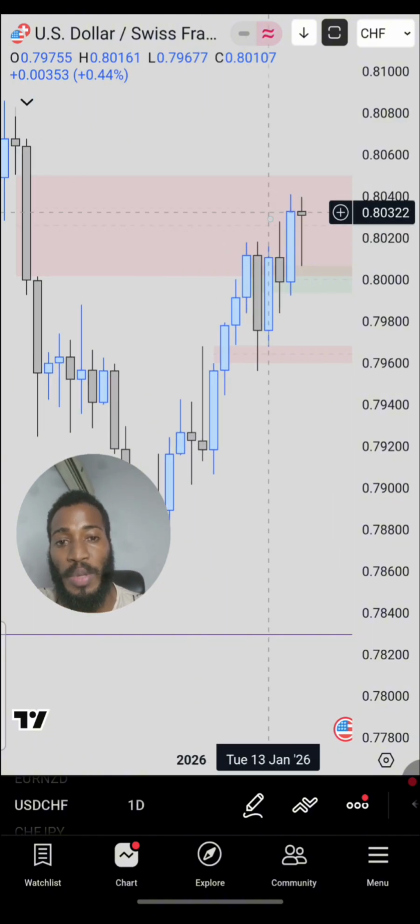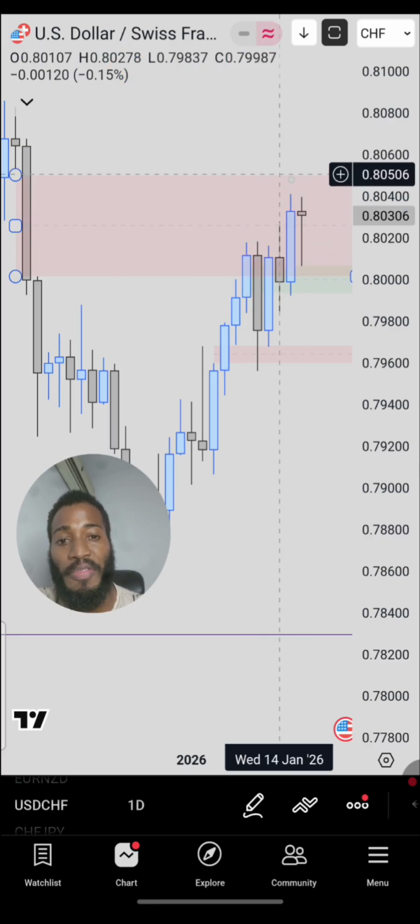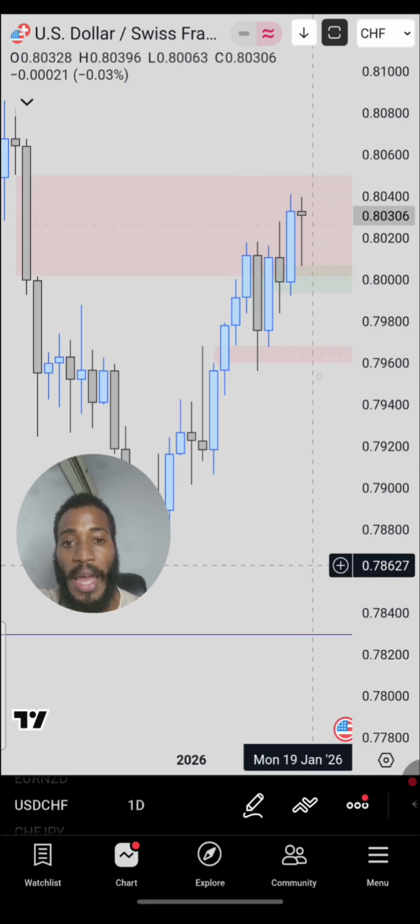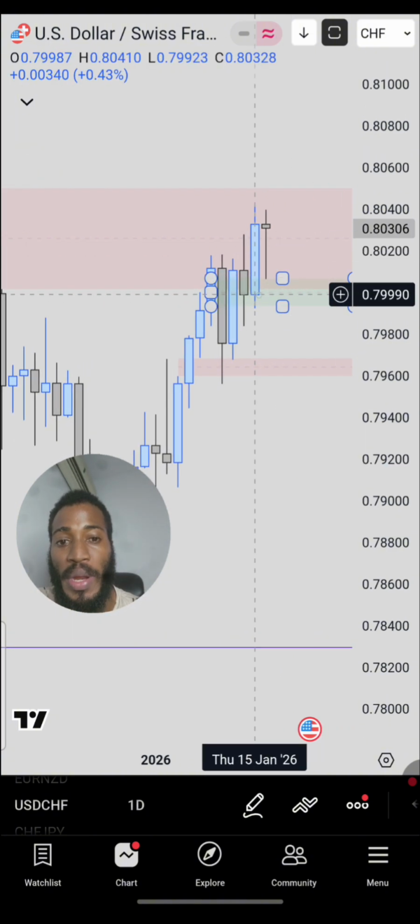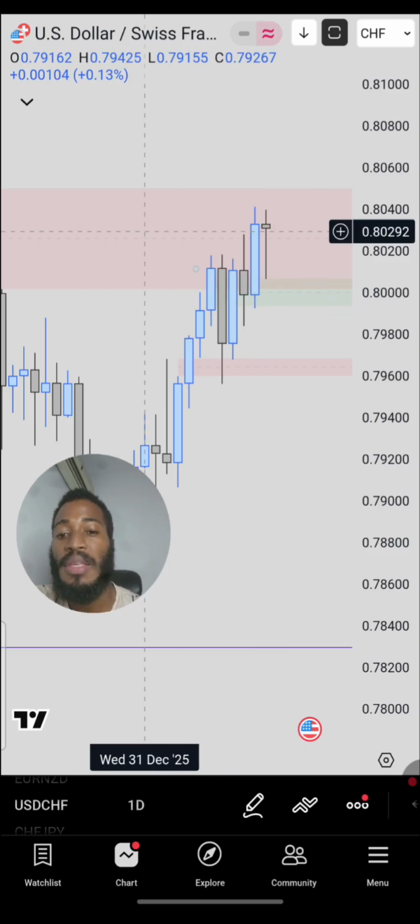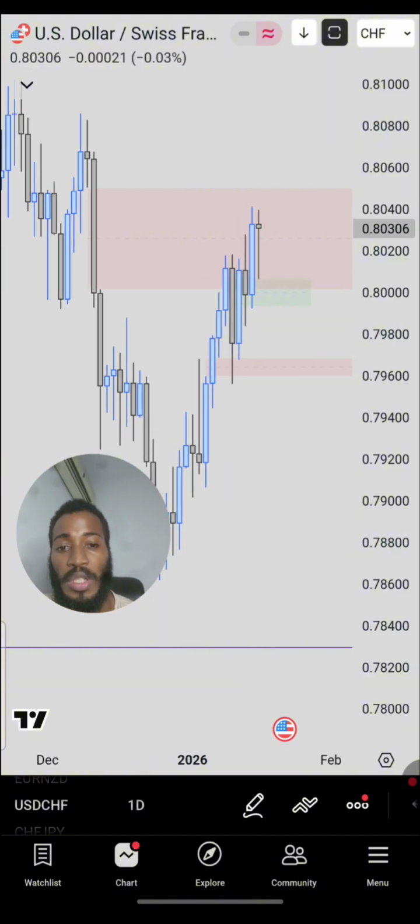Simply what I would want to see is, because this high has now been taken out and a new high has been formed, if price fails to keep pushing higher and then I see a strong bearish daily candle, preferably closing below the opening price of this Thursday candle here, then I'll know that this bearish daily fair value gap wants to do its job, and then I'll start looking for shorts.